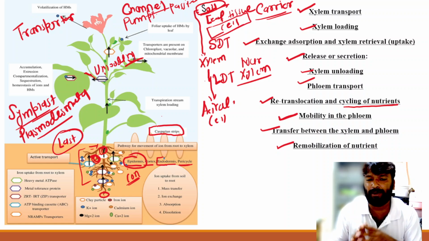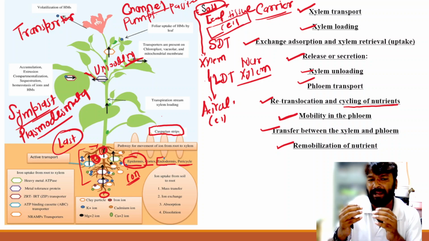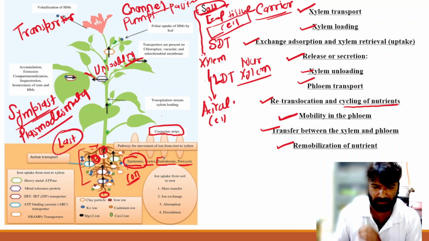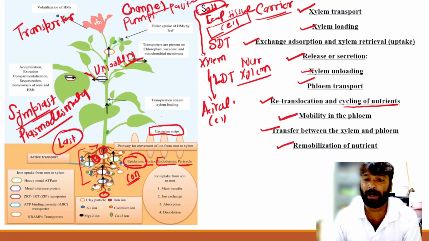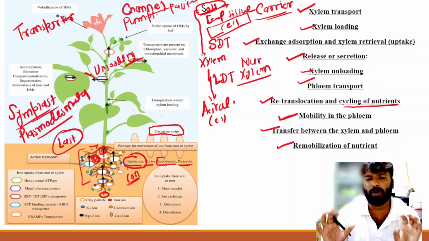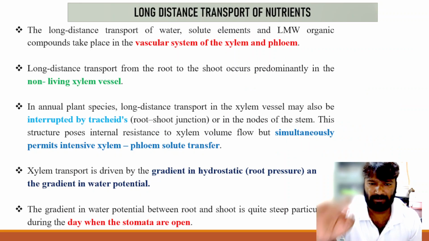In some cases, when nutrients are deficient, the plant remobilizes nutrients from the dead plant tissues or other source tissues. Okay, so all these pathways are included under the long distance transport of nutrients. Okay, so friends, let's start the lecture.